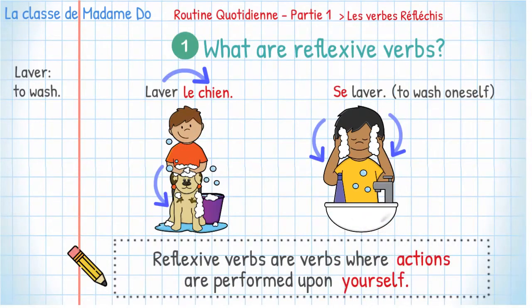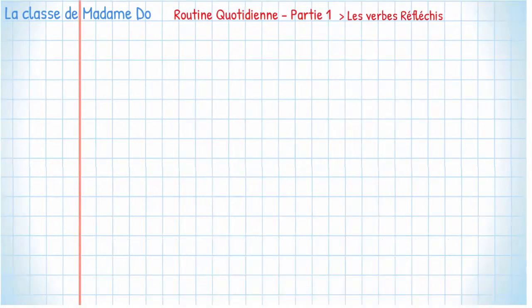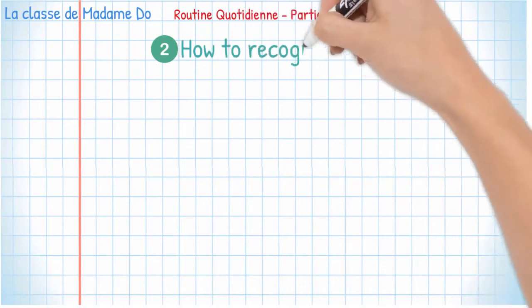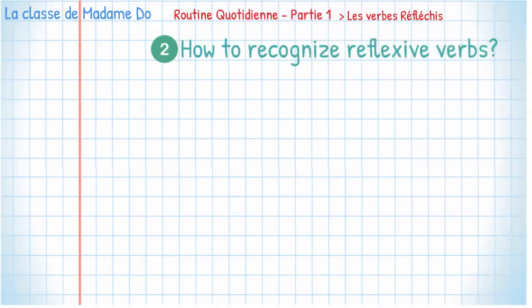So on the right hand side, se laver means to wash yourself. The action, you're doing the action onto yourself. And on the left hand side, laver, which is your regular verb, is just the action performed on something or someone else, like laver le chien, to wash the dog. Okay, so we just looked at what reflexive verbs are. Now let's see how to recognize one of them.